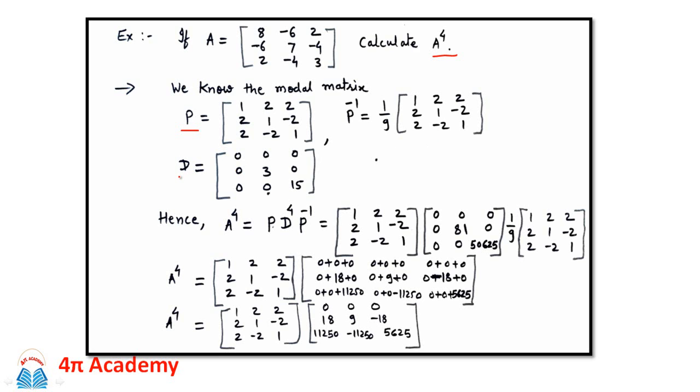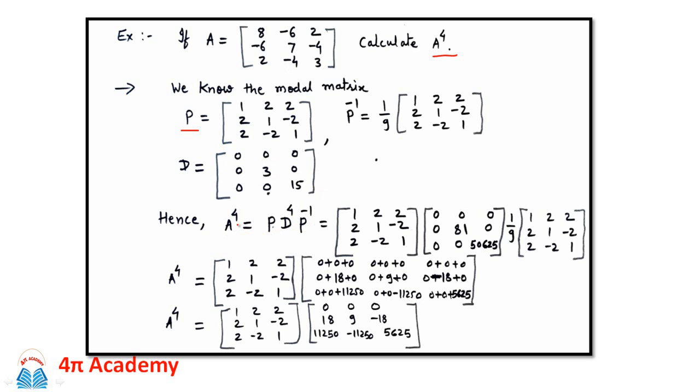Then the diagonal matrix has also been found, and you know that the diagonal matrix is nothing but a matrix in which the eigenvalues are present on the principal diagonal and the rest of the elements are 0. So we have already calculated the eigenvalues for this matrix, which are 0, 3 and 15. So the diagonal matrix is 0 0 0, 0 3 0 and 0 0 15, and hence this A raised to power 4 will be equal to, the formula for finding A raised to N is P into D raised to N into P inverse.